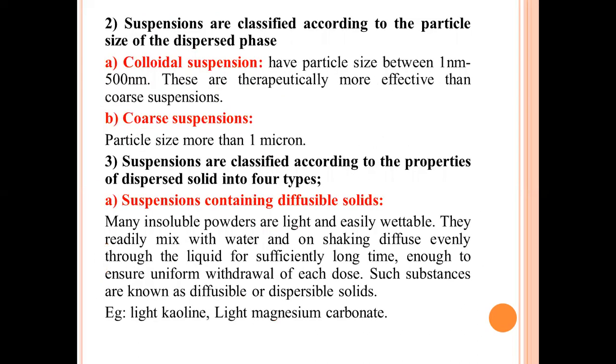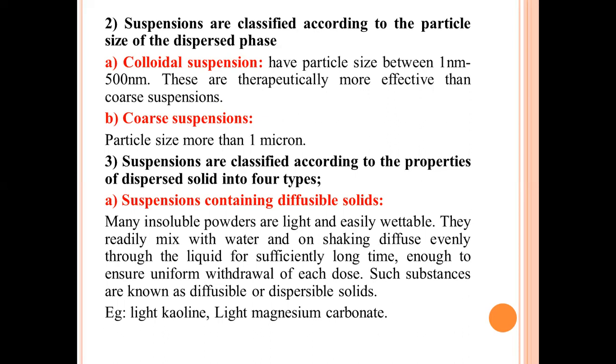Now the next classification of suspension is on the basis of particle size of dispersed phase. On the basis of particle size of dispersed phase, suspensions are classified as colloidal suspension and coarse suspension. Colloidal suspensions have a particle size between 1 nanometer to 500 nanometer, and these are therapeutically more effective than coarse suspension. Whereas, as the name itself indicates, coarse suspension means they have a particle size of more than 1 micron.